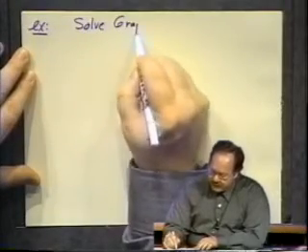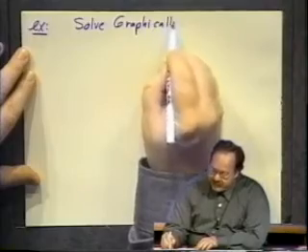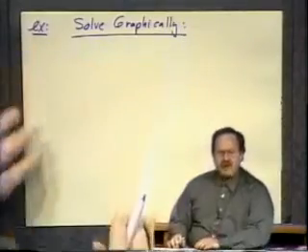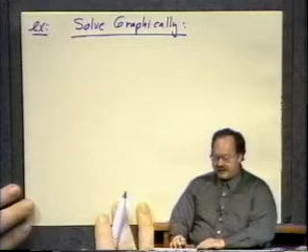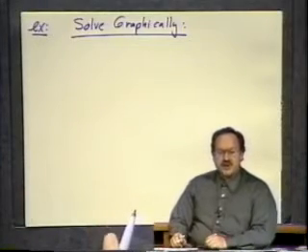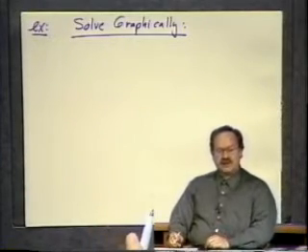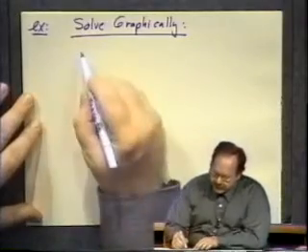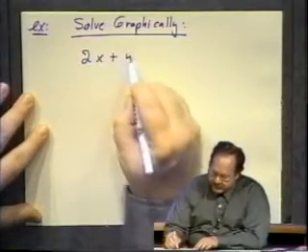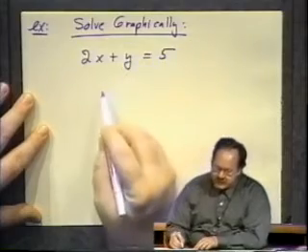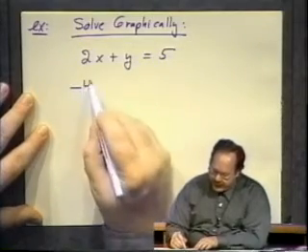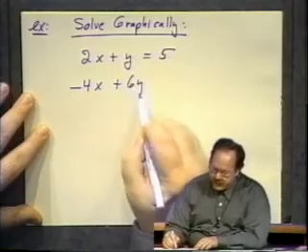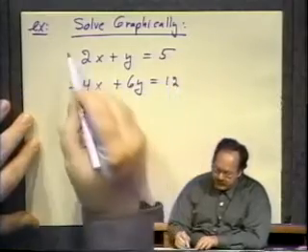But let's go ahead now and do an example. Solve graphically. Because we don't have any other ideas about how to solve these at the moment. We will learn methods in the next couple of sections, but right now we'll just solve this in the only way we know. We'll think of these as lines and graph them. So here I've got 2x plus y equals 5, and minus 4x plus 6y equals 12.